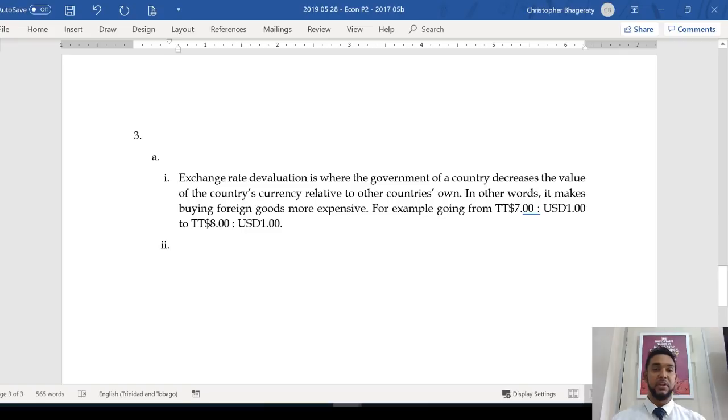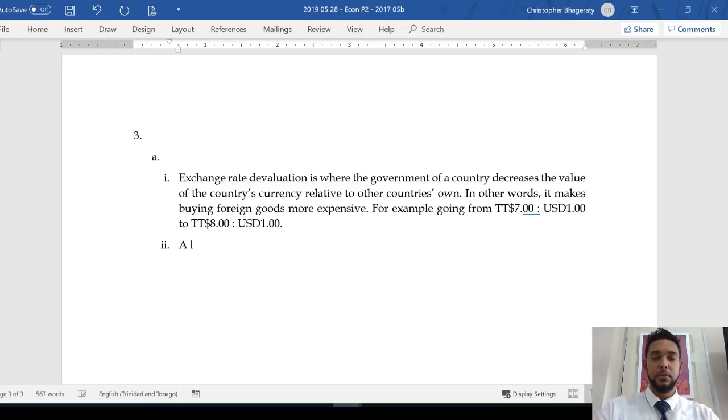Okay, and what is a floating exchange rate? So the first thing asks what is exchange rate devaluation, and then what is a floating exchange rate? As the country's exchange rate value fluctuates due to a change in the country's demand and supply. Right. So the price of the country's currency, its foreign exchange rate, is determined by the open market forces, which is demand and supply. Right.